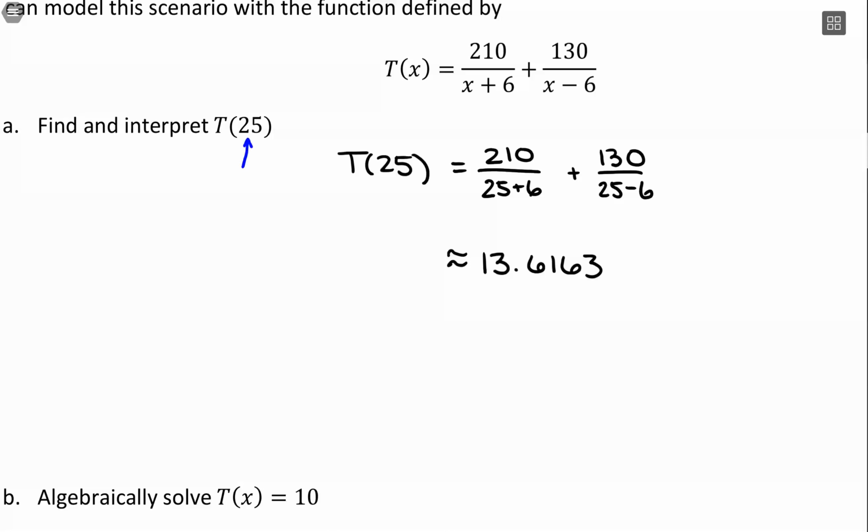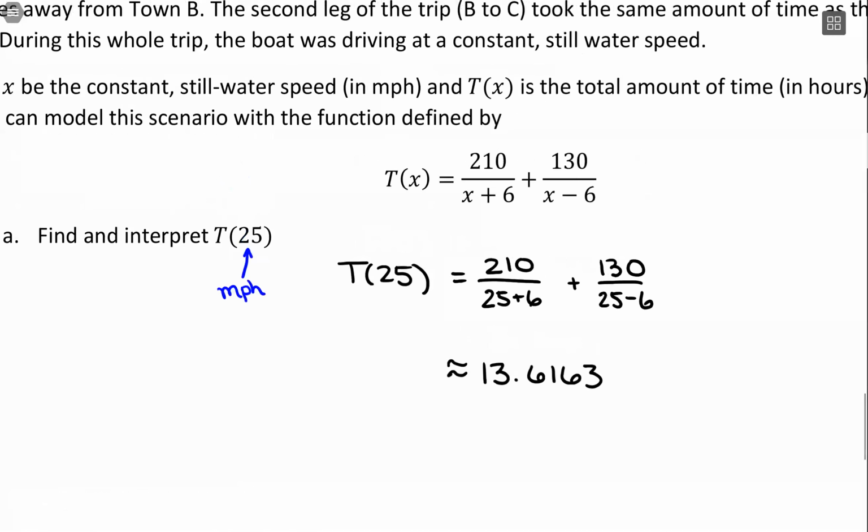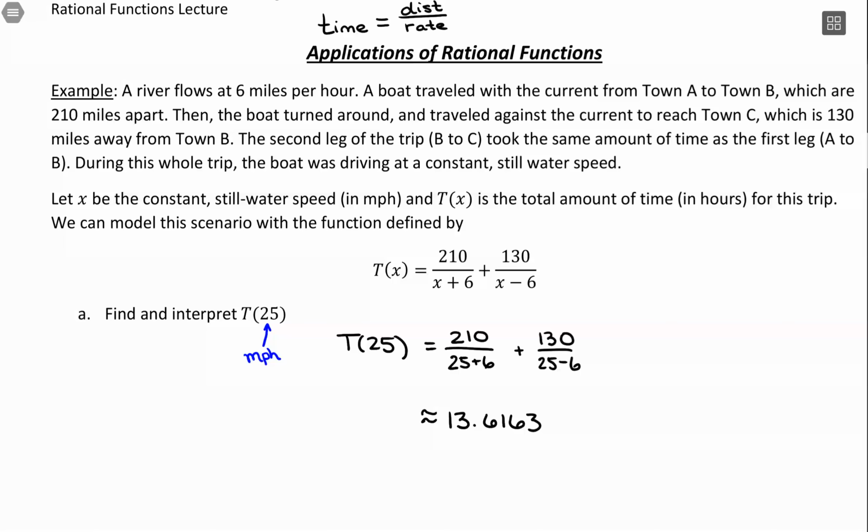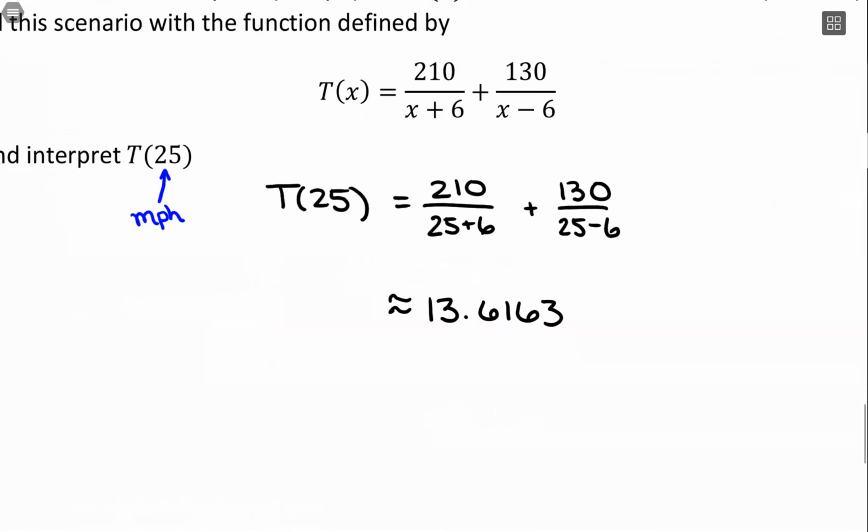And let's figure out our units. So this 25 is a value for x, and that's our speed of the boat in still water. So that would be miles per hour. And this value here is this total amount of time, which would be in minutes. Sorry, I need to make sure what is hours. Okay, it's a much longer trip. So there we go, hours.